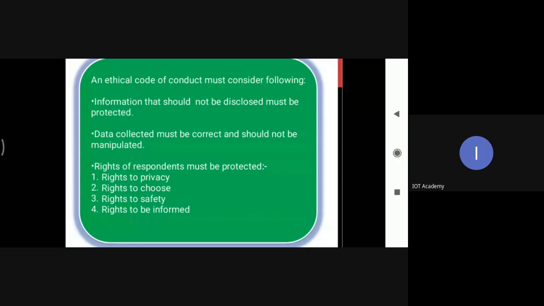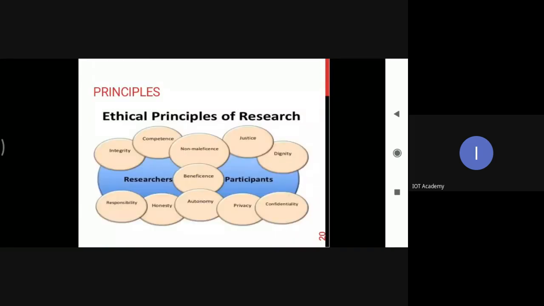What is the research being done for? Who are you? From where have you come? Why are you collecting data? Why are you asking? And so on and so forth. So it basically talks about that.